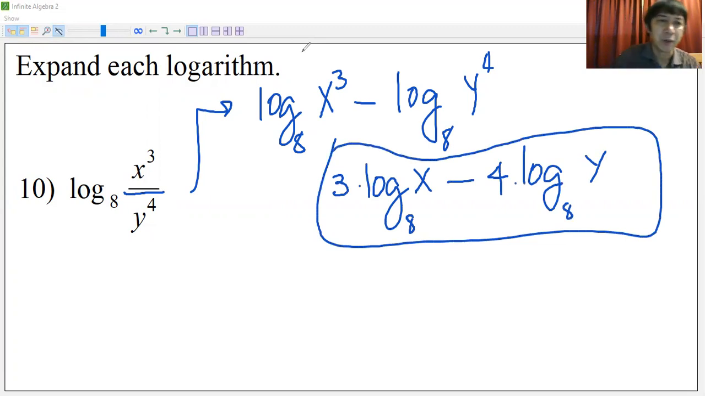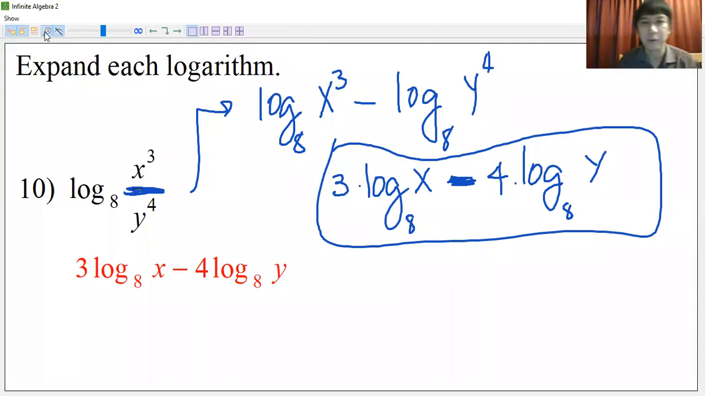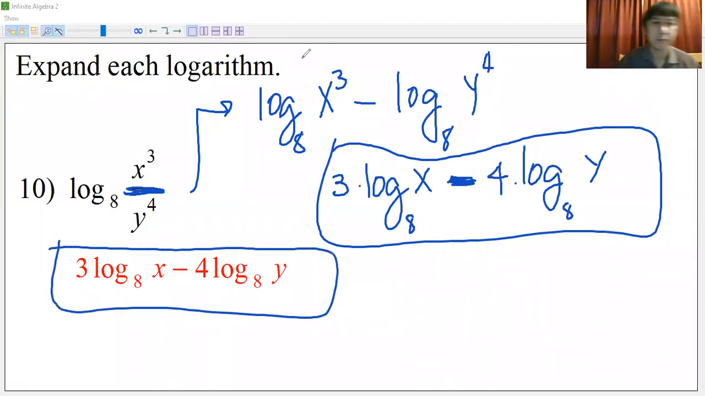Okay, so remember, if it's divide, it will be a minus there instead of plus, and that will help us remember the formula. Okay, and let's check the answer. There is the answer there. So you have 3 logarithm of x base 8 minus 4 logarithm of y base 8. Exactly what we have over here.